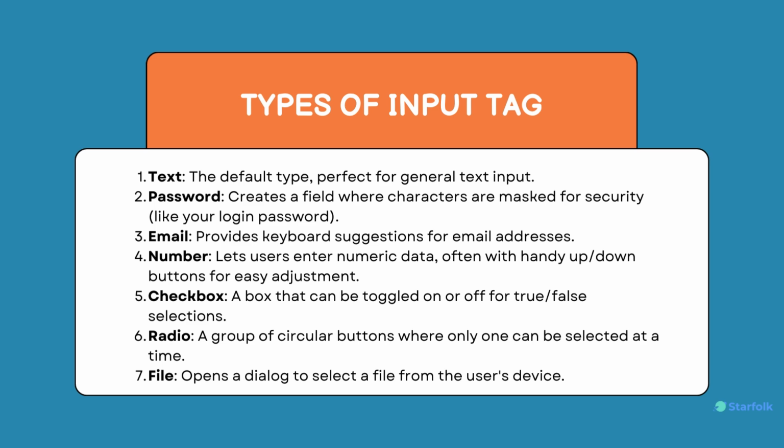Email, provides keyboard suggestions for email addresses. Number, lets users enter numeric data, often with handy up/down buttons for easy adjustment. Checkbox, a box that can be toggled on or off for true/false selections. Radio, a group of circular buttons where only one can be selected at a time. File, opens a dialog to select a file from the user's device.